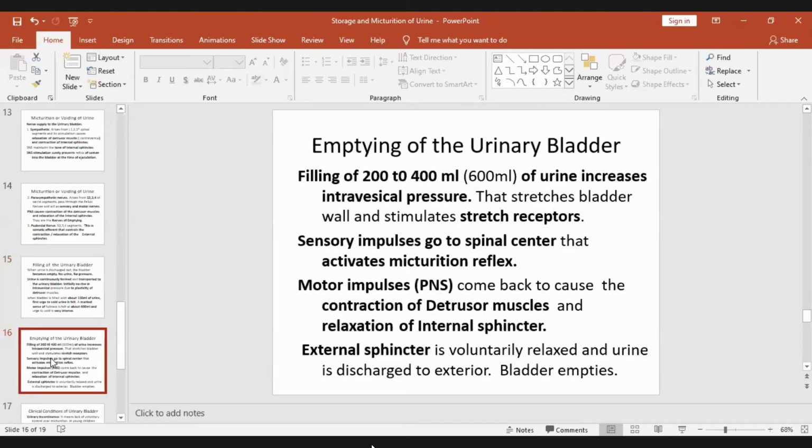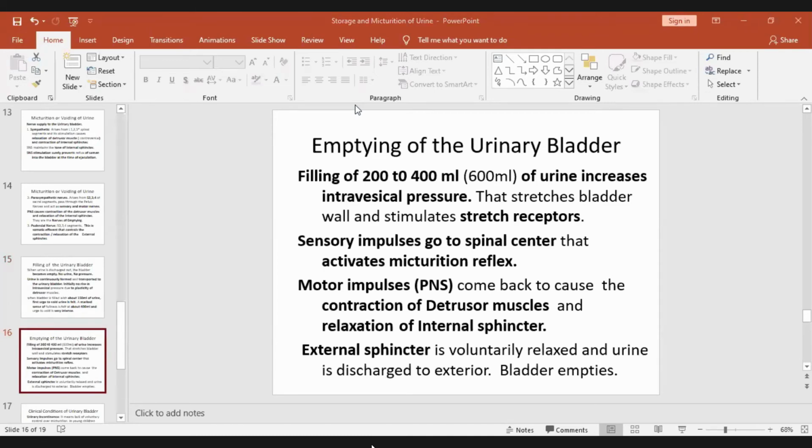Filling of 200 to 400 ml of urine increases intravesical pressure. After 200 ml collection, a little bit of pressure rises. Up to 400, it rises quite high.